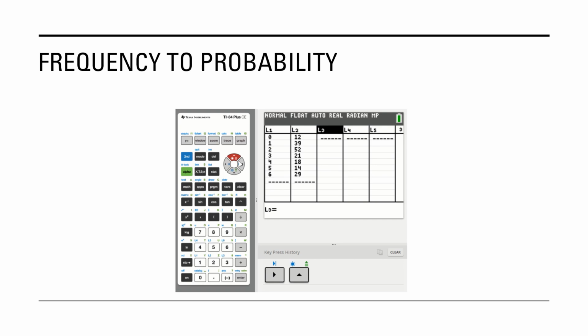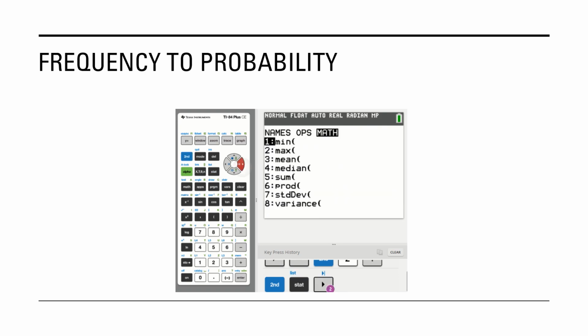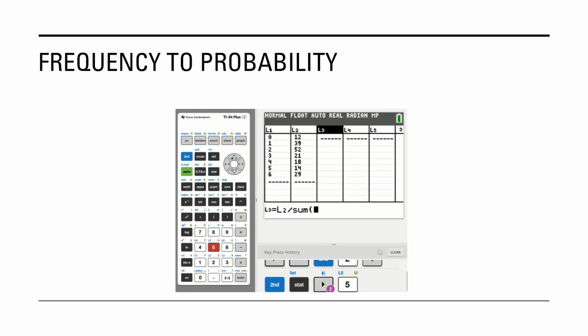And I'm going to tell it to divide my frequency by the total of all of that frequency. So that's going to be second and 2 for L2. That's where my frequency is. Divided by the sum. That's second, Stat for the list menu, go over to math. It's number 5. We're going to be using that sum a lot.